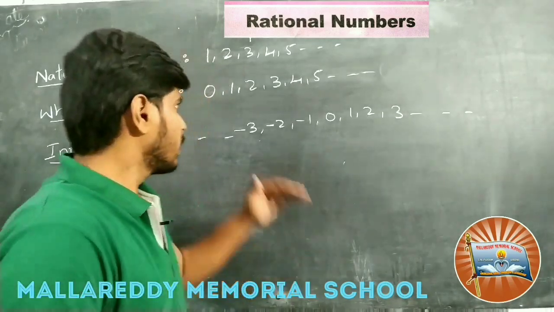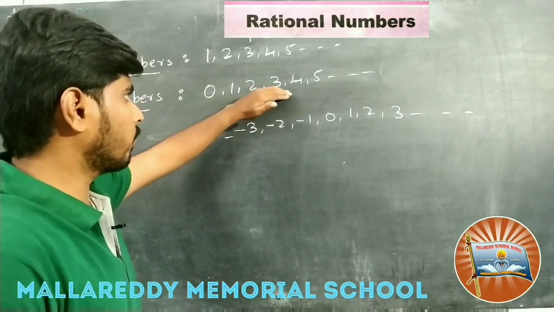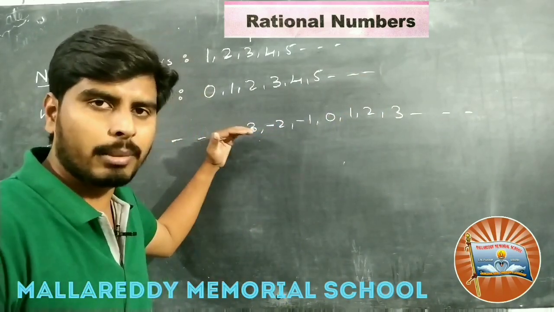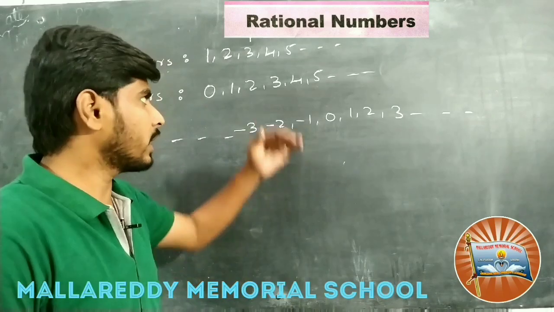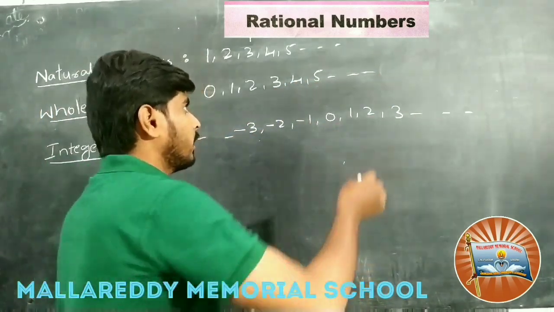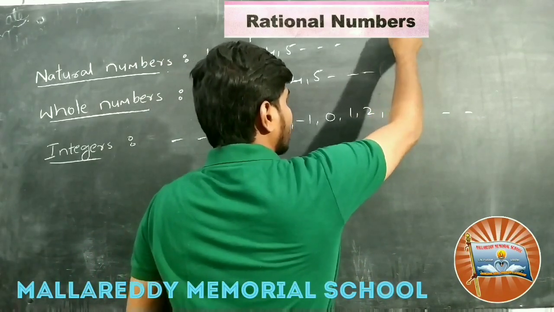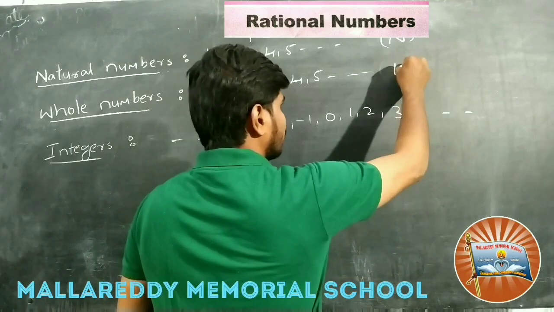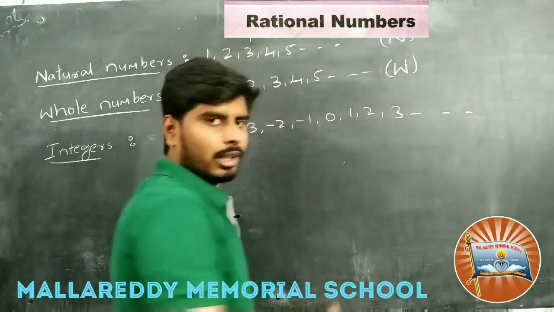It means 0, 1, 2, 3, 4, 5, and so on are the whole numbers. What is the smallest whole number here? It is 0. What is the biggest whole number? We can't guess here. Right. So natural numbers we indicate by capital N and whole numbers we indicate by capital W.